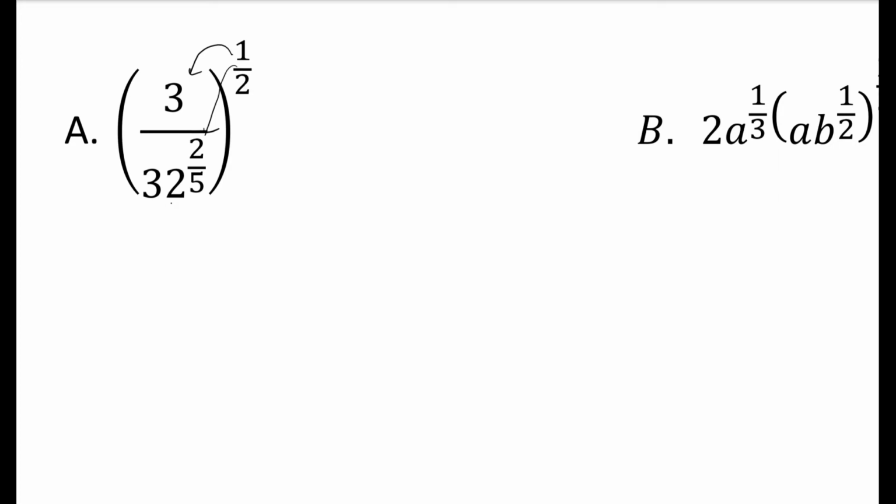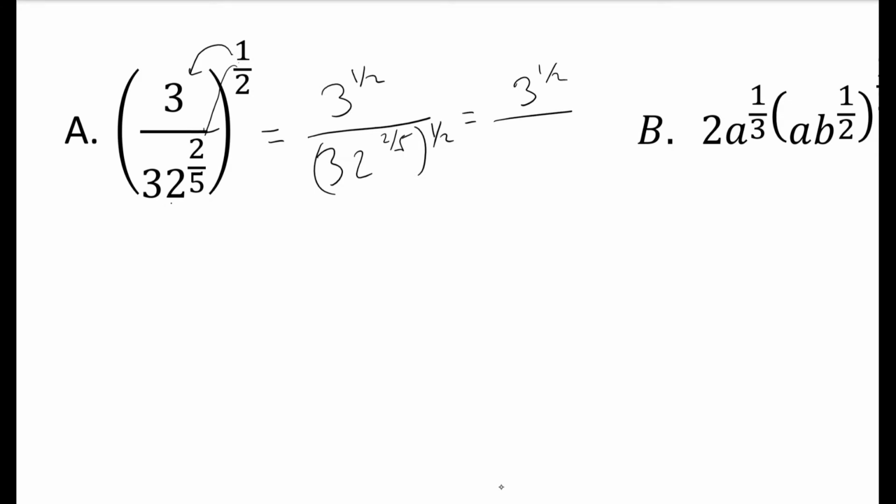the numerator and denominator. So we have here 3 to the 1 times a half. 1 times a half is a half, so you're just basically making it 3 to the 1/2 power. And then this one you got to do 32 to the 2/5, and then you got to multiply by 1/2. So we got 3 to the 1/2 power divided by 32 to the 2/5 power times a half. So we got to multiply those two fractions together. So 2 times 1 is 2, 5 times 2 is 10. So we got 32 to the 2/10 power, which reduces to 1/5. So we got 3 to the 1/2 over 32 to the 1/5 power.